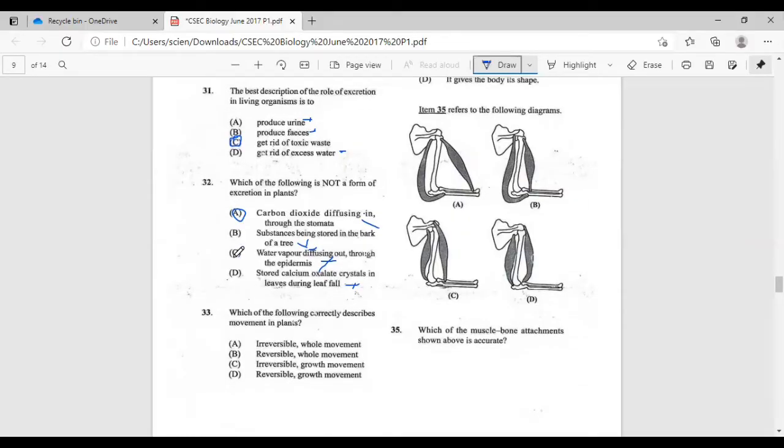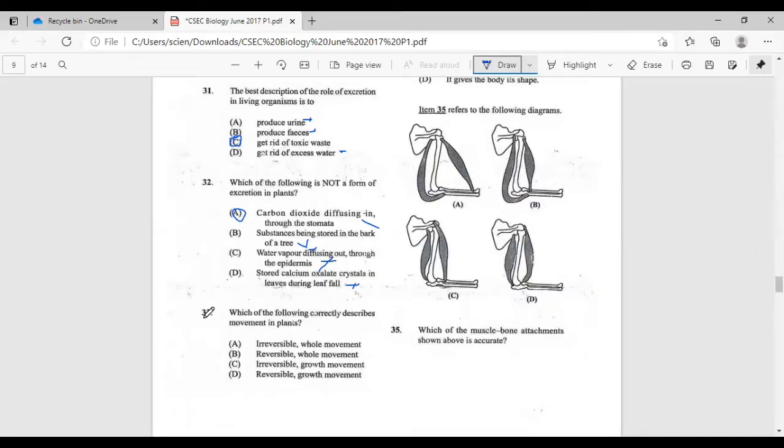Question 33. Which of the following correctly describes movements in plants? So this is a question that, if you have been following all my videos, you would have met before. So we have A, irreversible whole movement, B, reversible whole movement, C, irreversible growth movement, D, reversible growth movement.